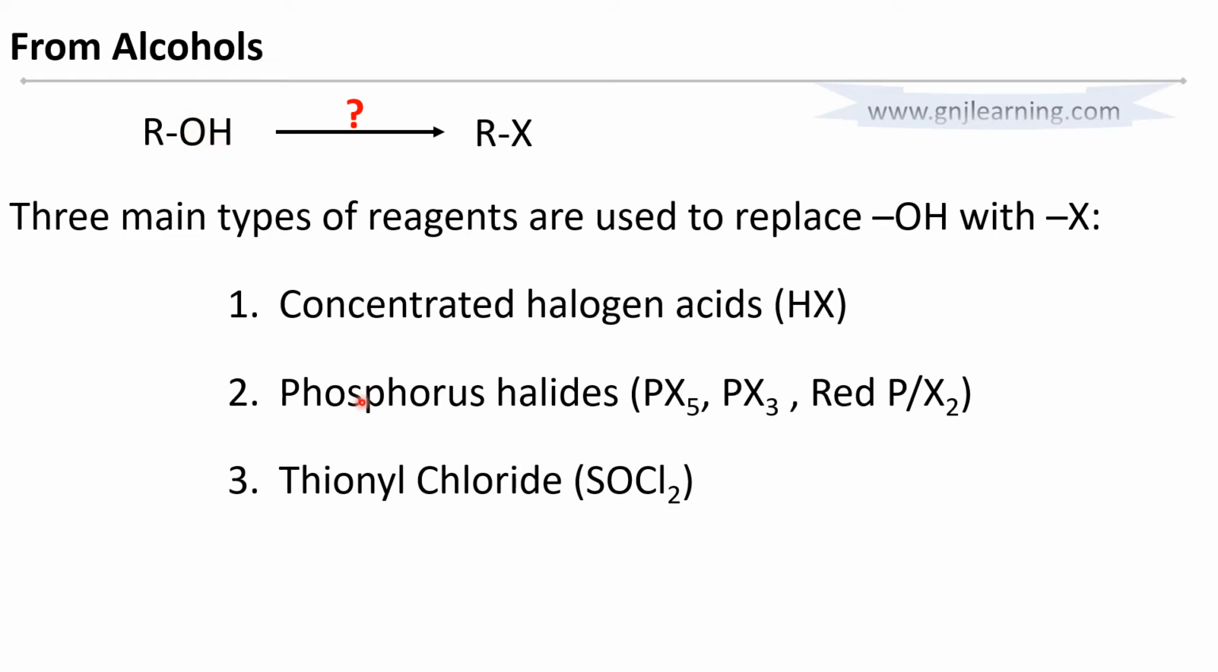Another important reagent is thionyl chloride. Its importance is that you will get pure RX, which we will see later. So in this part we are going to concentrate on concentrated halogen acids. I can use this as a reagent, but what are the conditions? What concentration should I use? These are the things I must fill here. This is what we are going to see in this part.